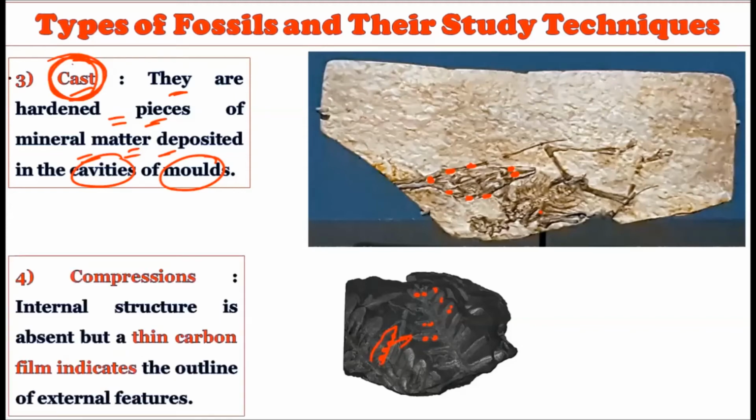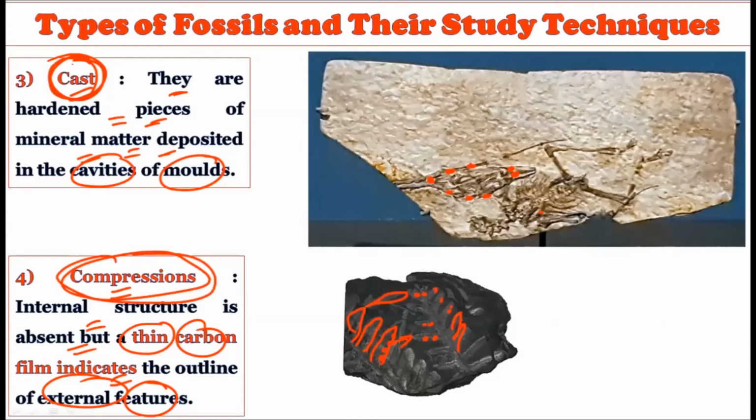Now see, the fourth one is called compressions. Here the internal structure is absent, but a thin film of carbon indicates the outline of the external structure like this. So the internal structure has completely gone, but what remains? The thin film of carbon. All these kinds of fossil record come under compression.